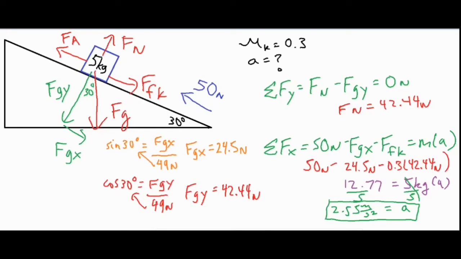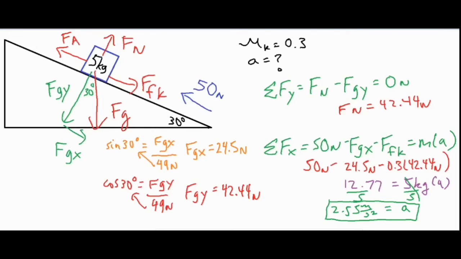So to sum things up, when you're doing a problem like this, you want to make sure you draw all of your forces and then break down your FG into your FGY and your FGX components. If you are pushing something up a ramp and that force is greater than the FGX, then it is traveling up the ramp. You want to make sure you take this as your main driving force, subtract the FGX, along with some friction if there is friction involved in the problem, and then you'll be able to solve for your acceleration.